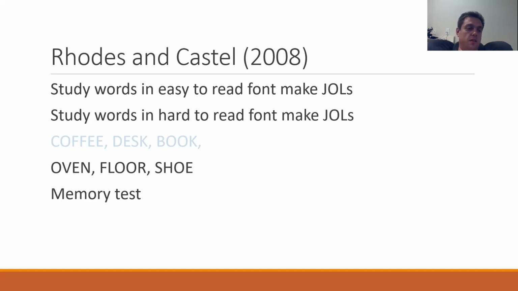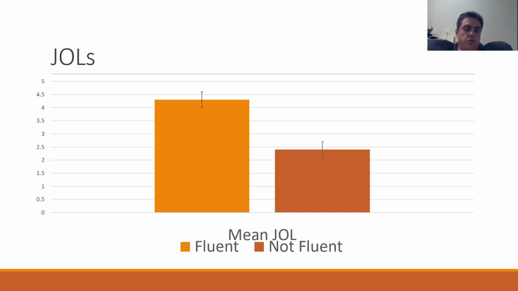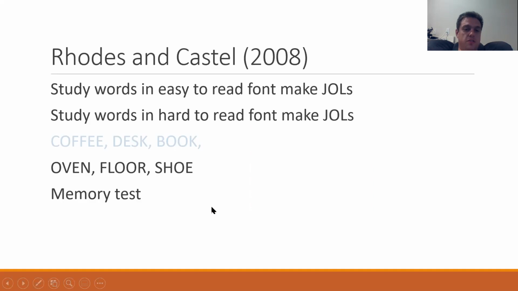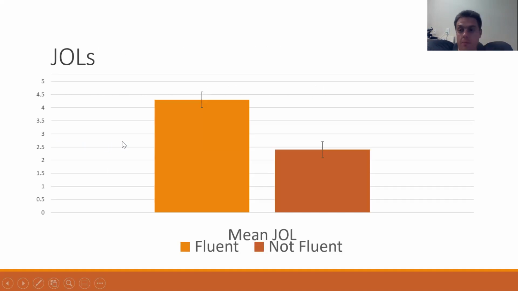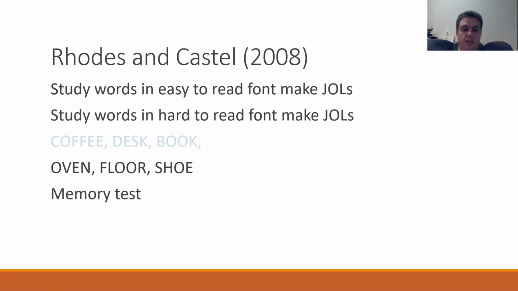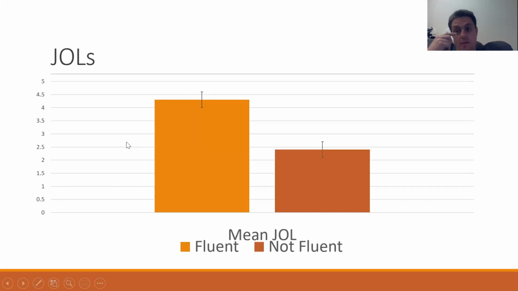Later you do an actual test. Okay, so here's what people's judgments of learning look like. Fluent just means easy to read. So fluent would be this condition, not fluent would be this condition. These are not the exact numbers or scale, just the general point: when it's fluent, people feel like they've learned more. They think, oh yeah, I'm going to remember 60% of these. Whereas when it's hard to read, they think they're going to remember less.